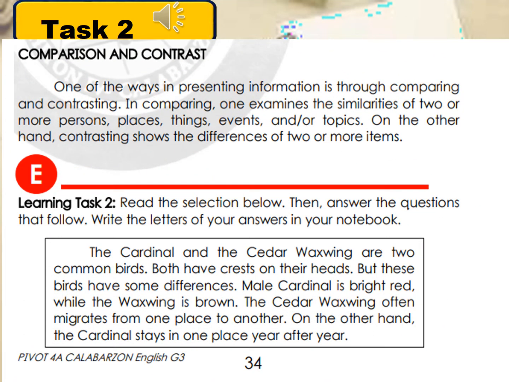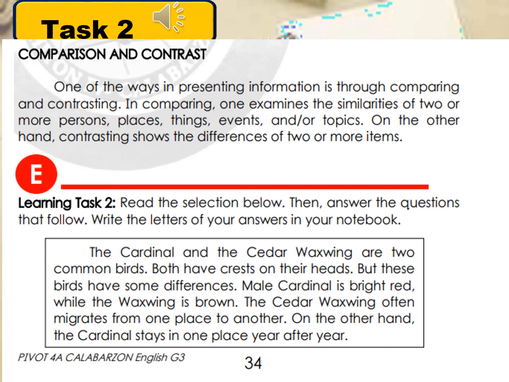Comparison and contrast. One of the ways in presenting information is through comparing and contrasting. In comparing, one examines the similarities of two or more persons, places, things, events, and or topics. On the other hand, contrasting shows the differences of two or more items. Let's do Learning Task 2. Read the selection below, then answer the questions that follow.